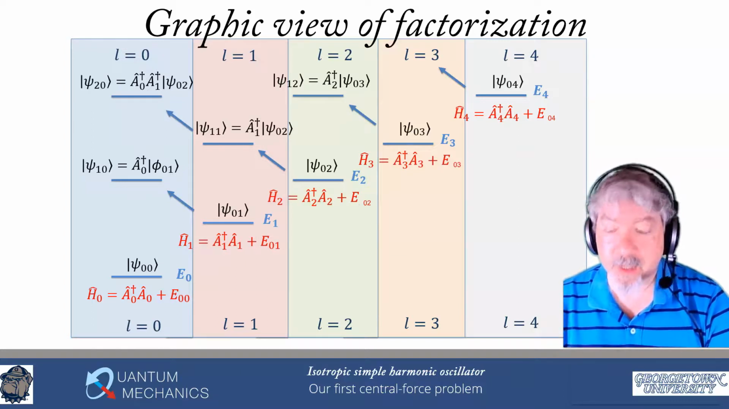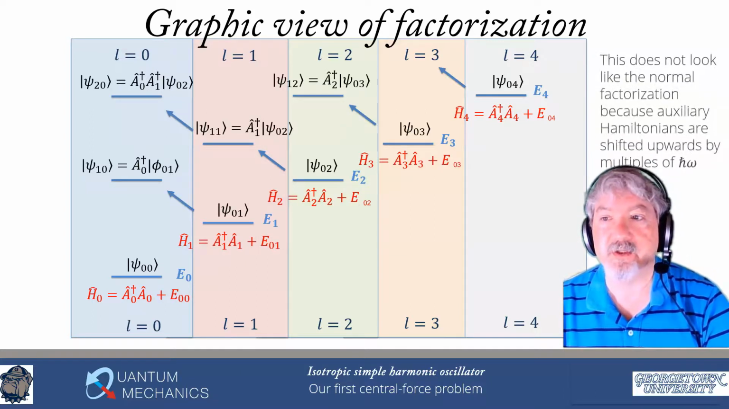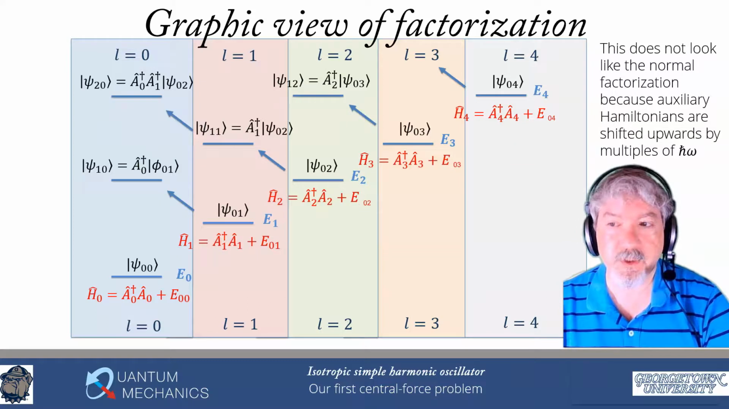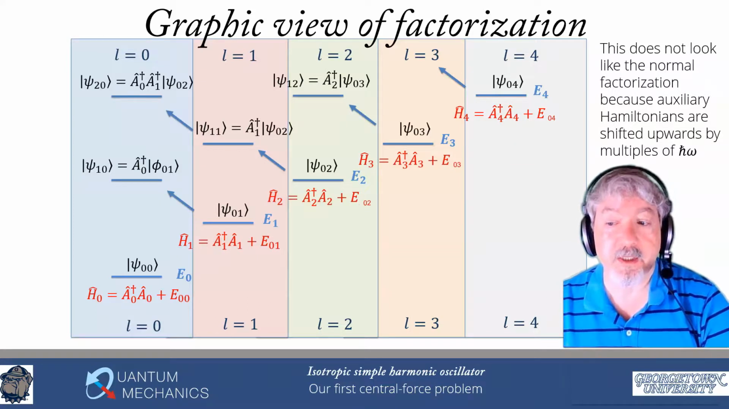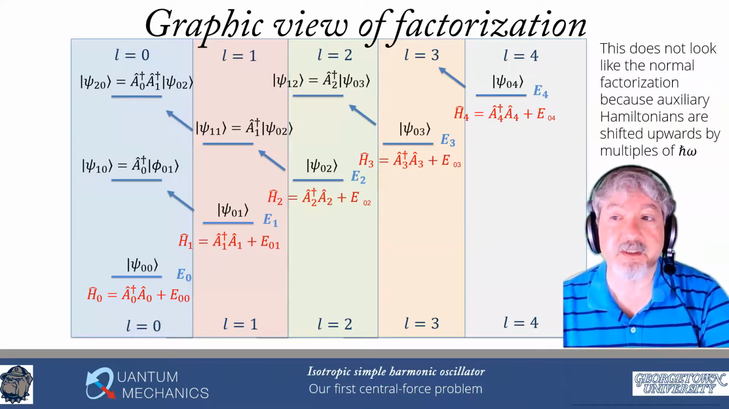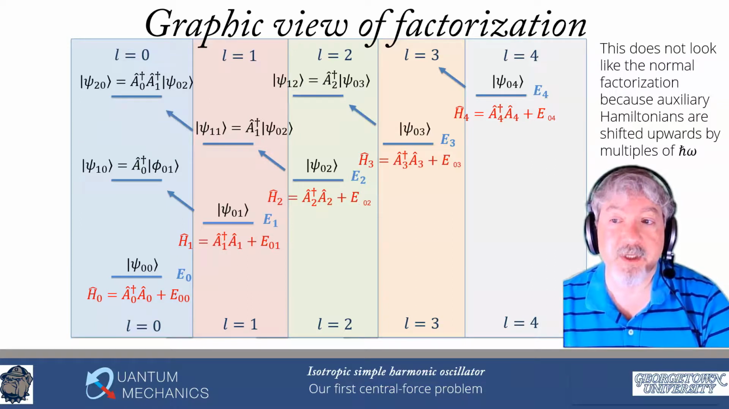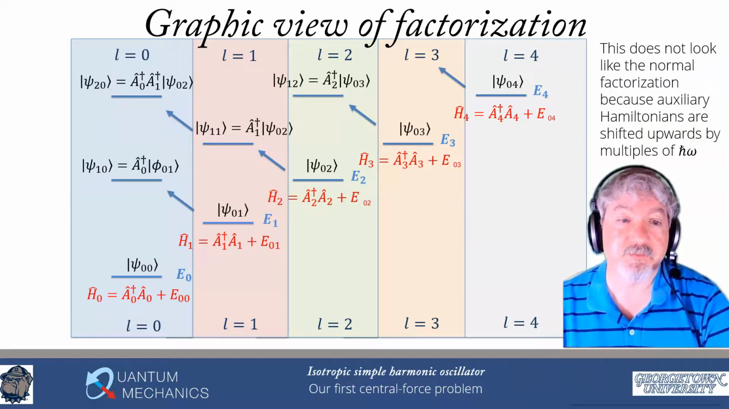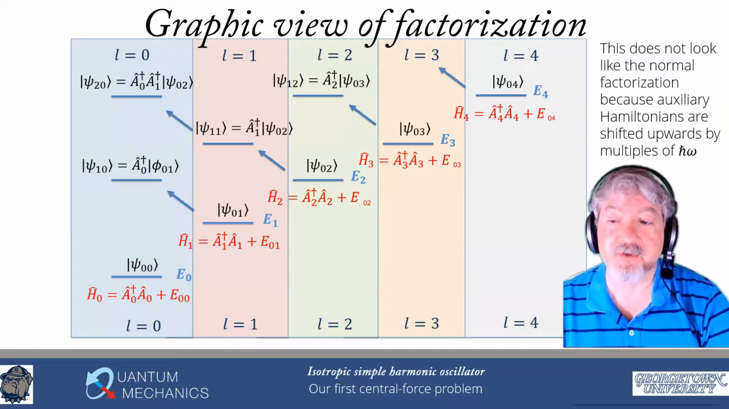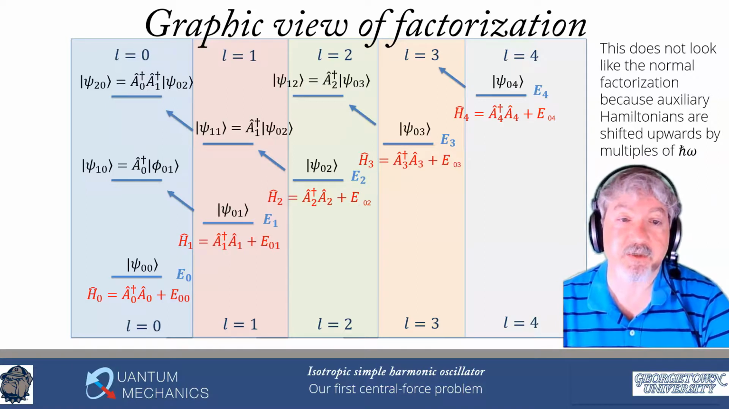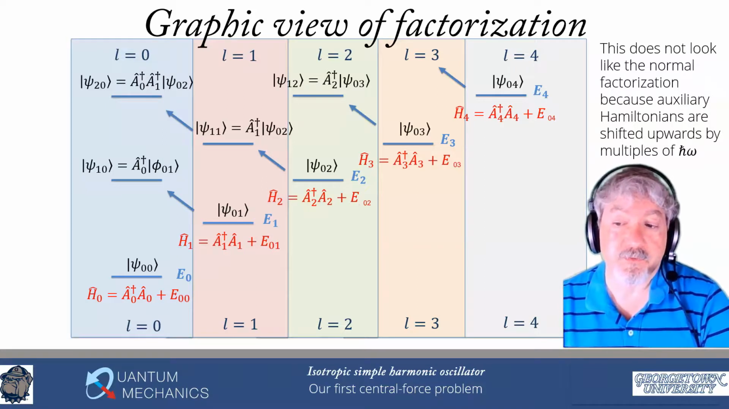Now, this degeneracy pattern is an interesting degeneracy pattern. This is just summarizing what I have said, that this does not look like the normal factorization because the auxiliary Hamiltonians are shifted upwards by multiples of h bar omega, which would make everything then correspond to applying the A daggers moving horizontally in energy. But those auxiliary Hamiltonians are not the physical Hamiltonians that we want the energy eigenvalues for, okay? Which is of course something that we know happens.